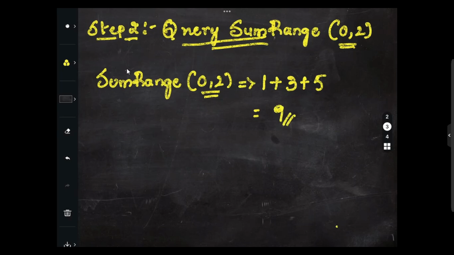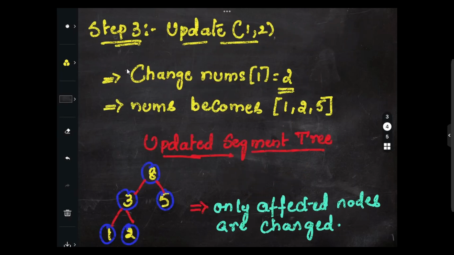So the segment tree gives this one in big O of logarithmic n time, right? That is the reason we'll be making use of the segment tree mainly. So the segment tree gives this sum range of 0 comma 2 in big O of logarithmic n time. I hope the step 2 is completely clear. Now let's come to step 3.